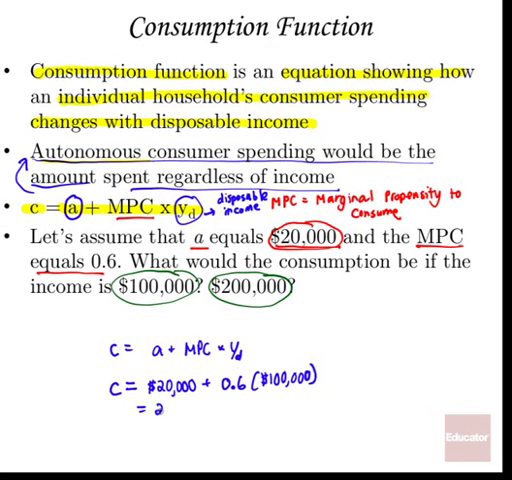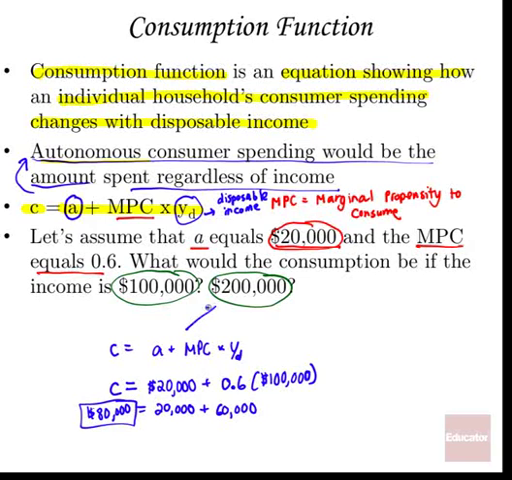So equals $20,000 plus 0.6 of $100,000, which equals $60,000, and your consumption is going to be $80,000. So if you're making $100,000 and your marginal propensity to consume is 0.6 and your autonomous consumption is $20,000, then you're going to spend $80,000.